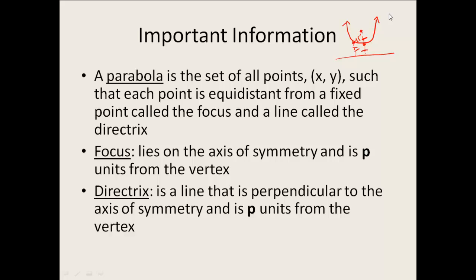The focus will always lie on your axis of symmetry. Remember, the axis of symmetry is what goes right down the center of your parabola and splits it in half, and is p units from the vertex, and then the directrix is perpendicular to your axis of symmetry and is p units from your vertex also.